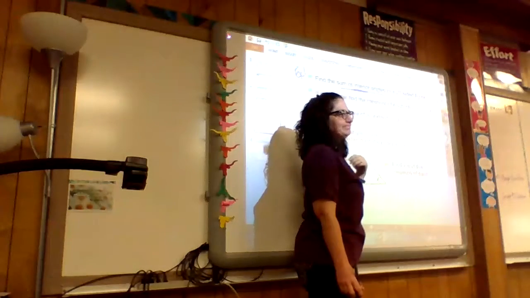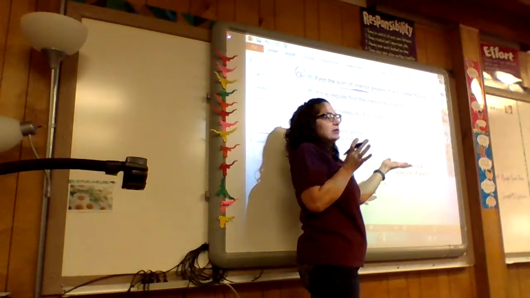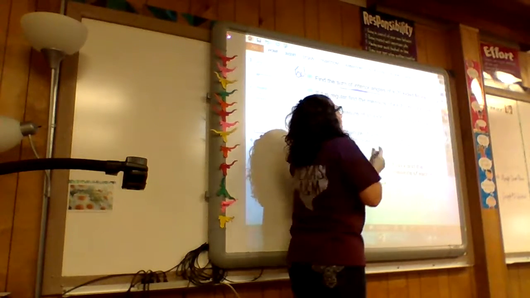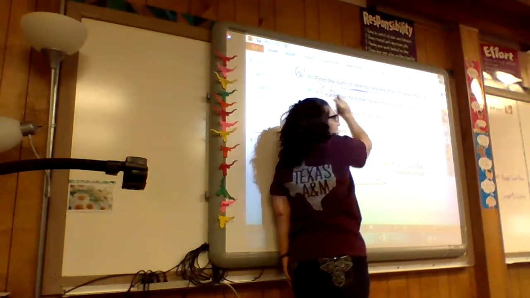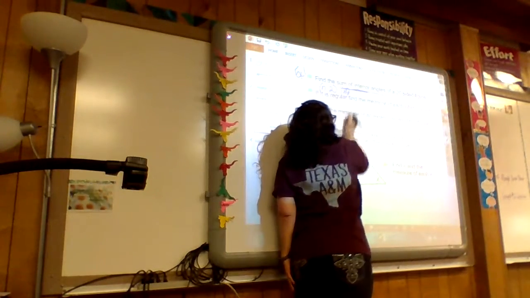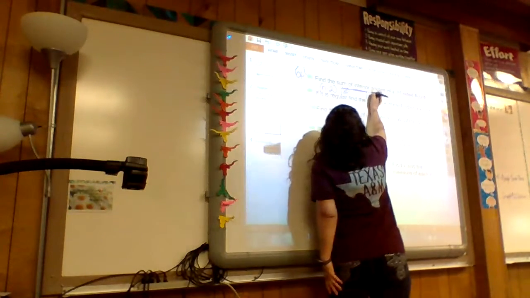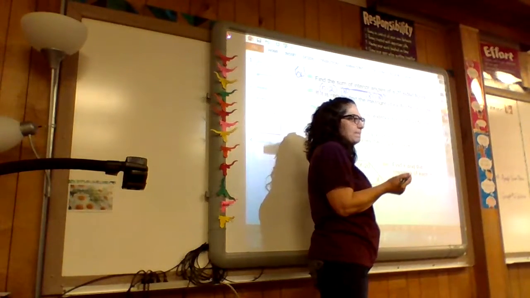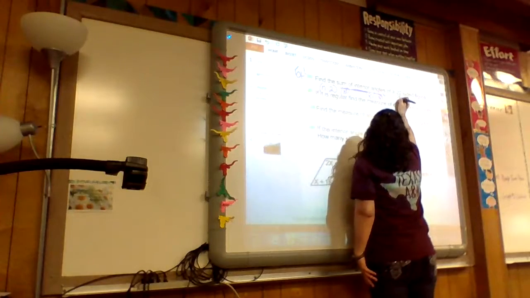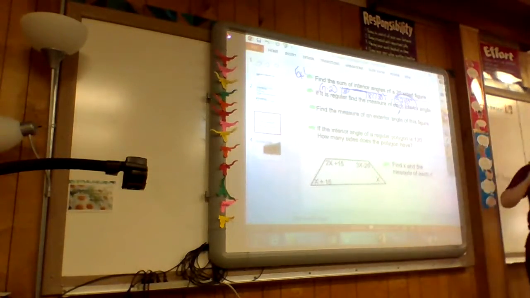Interior, not exterior. How many sides? 20. I want to use my formula: because there are 20 sides, take off 2, and then I multiply times 180. So what's getting multiplied times 180? 18. Okay, so 18 times 180, and that will give me my sum of all 20. 3,240 degrees. That's the sum.